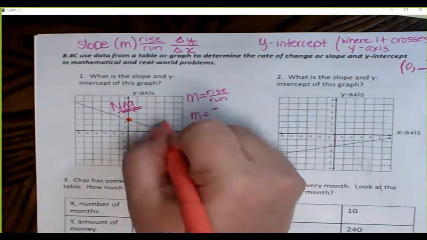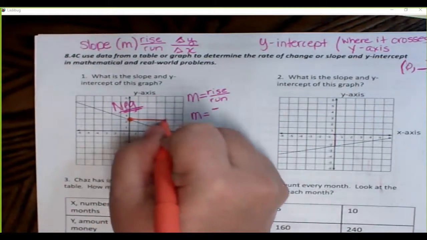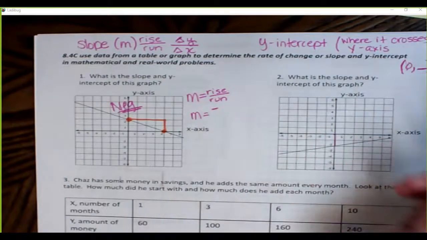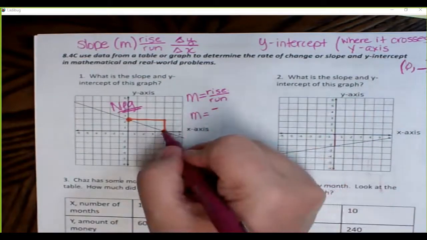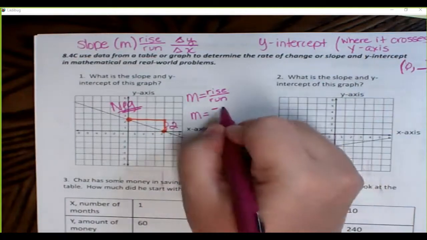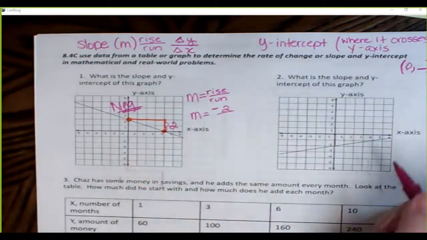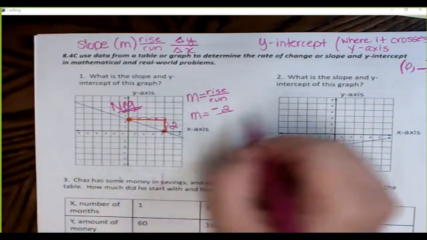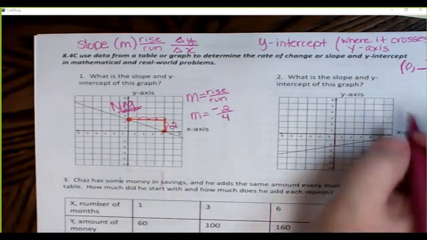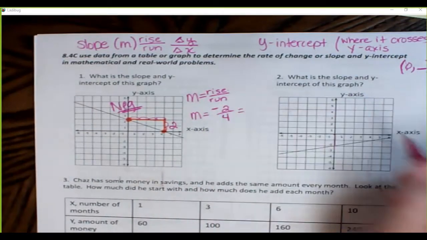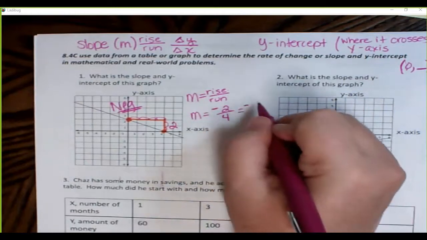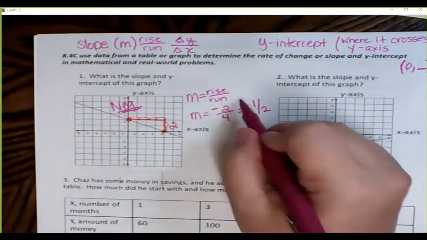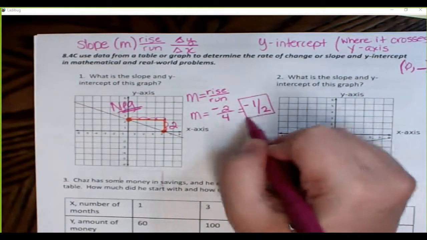So we're going to make our triangle, our slope triangle. All right, so we need to first find the rise. How far did we rise up? We rose up 2, so negative 2 over. How far did we run? And we're counting by ones. 1, 2, 3, 4. Negative 2 over 4. Does that simplify? To what? Negative 1/2. So my slope is negative 1/2.